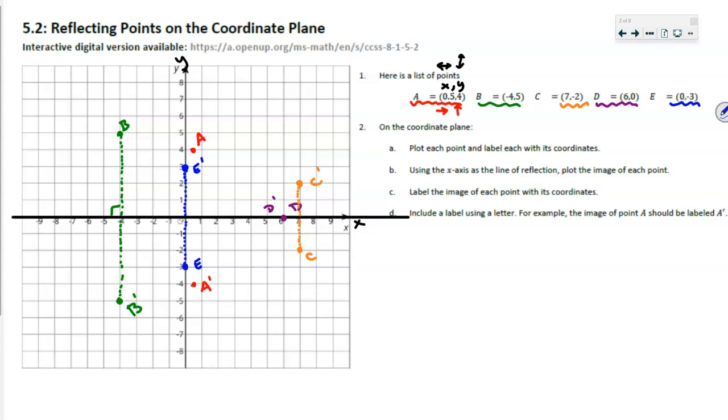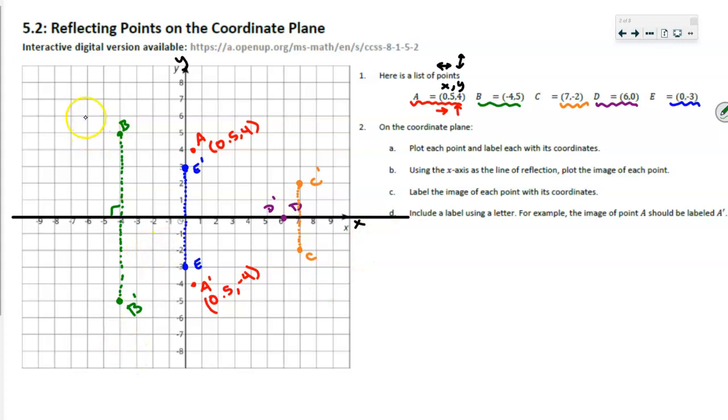Okay, I've labeled each one. Now I'm going to label them using their coordinates. So here was A. A was 0.5, comma 4. But what are the coordinates of A prime? For anyone who has made it that far, what are the coordinates of A prime? Gunnar. Yeah, 0.5, comma negative 4. Pay attention to what happened here. Let's move on to the next one, B.